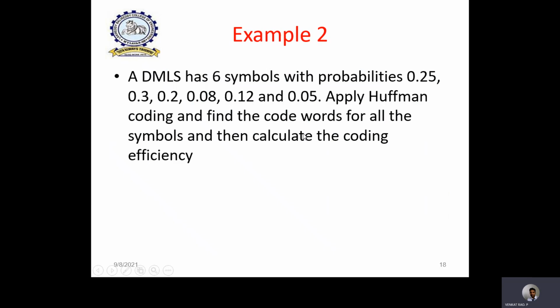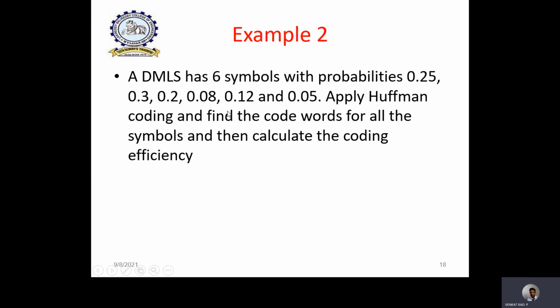Like that we can do for many. For example, this is another example. A discrete memory source has 6 symbols with probabilities given. Apply Huffman coding and find the code words. And sometimes it is also asked to calculate the coding efficiency. Coding efficiency means we have a formula to identify the efficiency of a code, and just by applying the formula you can easily calculate it.